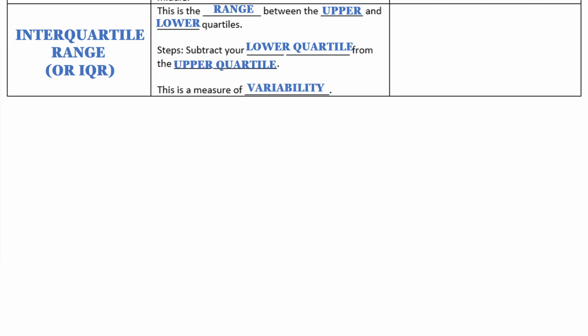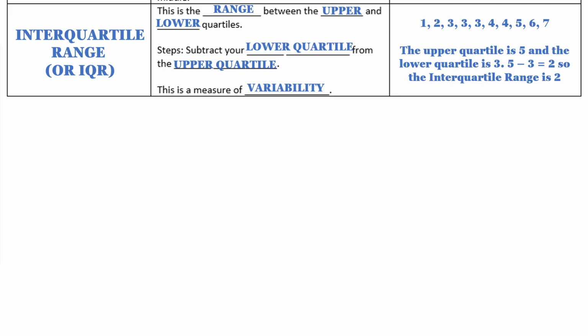And this is also going to be a measure of variability. Anytime you see range, it's going to let you know how far apart your data is. So here, when we were looking earlier, we had 3.5 as our middle, our median, and we split it into a lower half and an upper half.